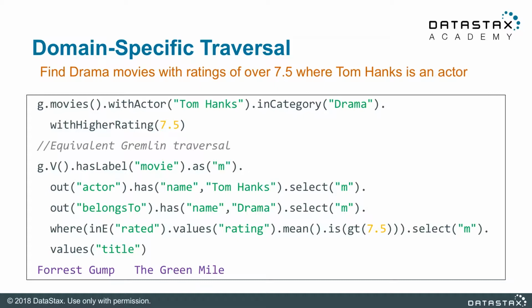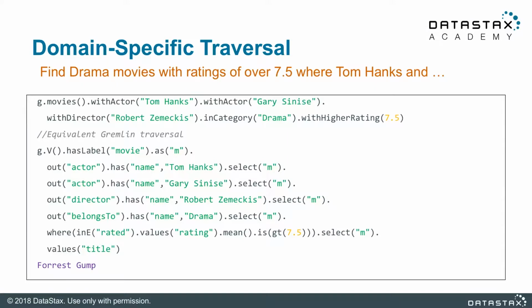In this second query, we label all of the movie vertices as M, and then we walk out the actor edges to those with the name Tom Hanks. We select M to get back to the movies, and we walk out the belongs edges to get to the drama genre. Lastly, we select all of the movie vertices so that we can only keep the movies in the traversal stream if their average rating is greater than 7.5. Then we select M, look at the movies by title, and we see that we satisfy all of those constraints. We find Forrest Gump and The Green Mile.